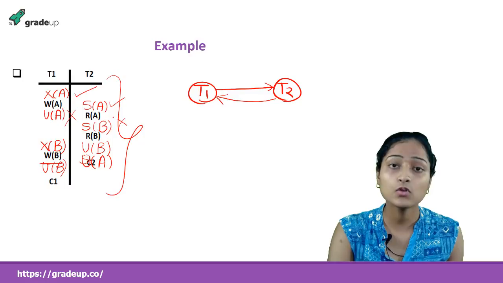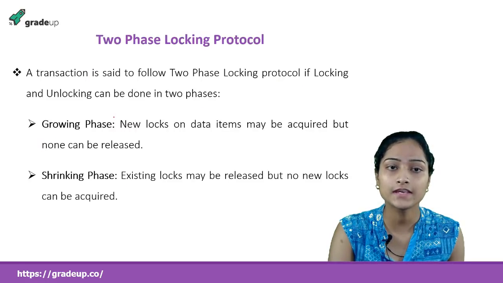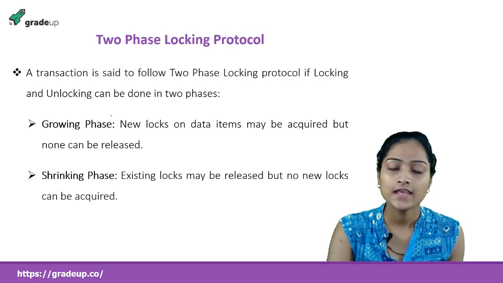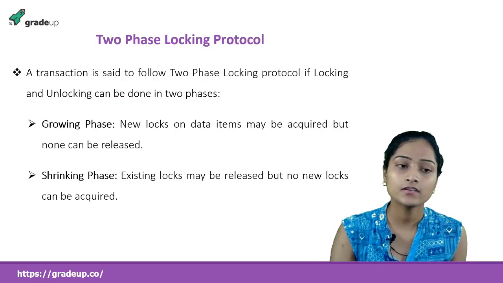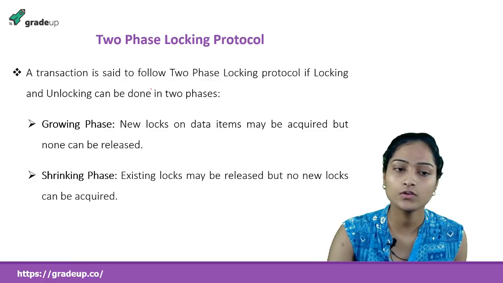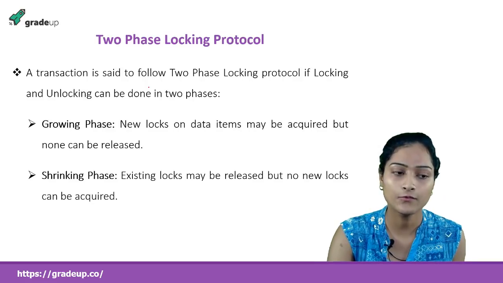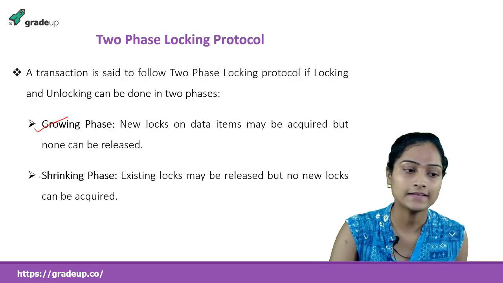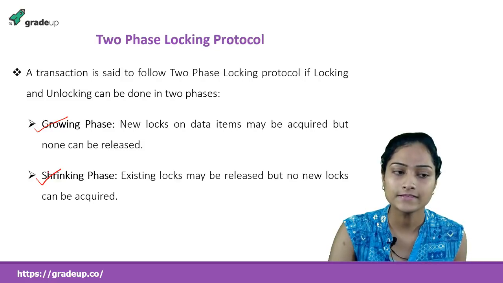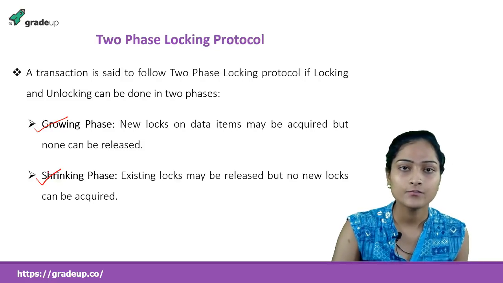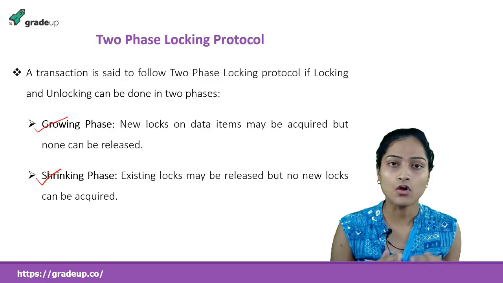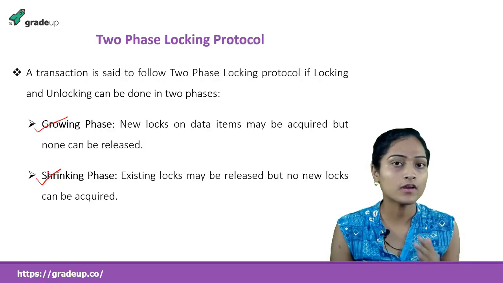So, to achieve serializability, what we use here is two-phase locking. What is the improvement in two-phase locking? See, what two-phase locking says is that whatever transaction you are going to execute, locking and unlocking can be done only in two phases. First one is the growing phase and second one is the shrinking phase. What 2PL says is, whatever data item you want to lock, just lock it before unlocking any data item.